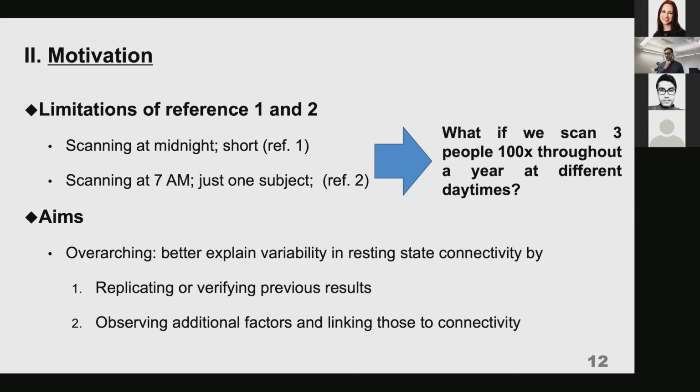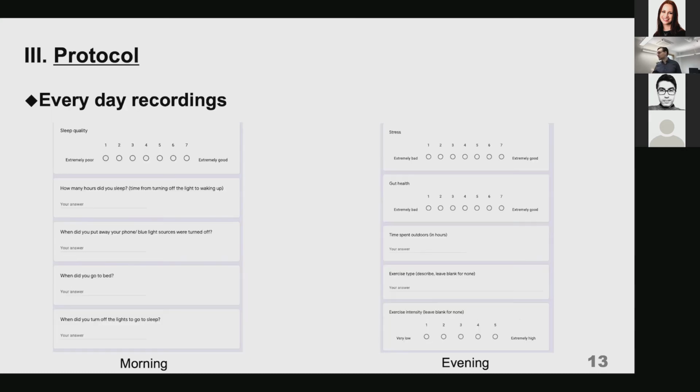We'll record mood, our sleep, exercise, food, medication, alcohol intake, and also caffeine intake, both every day and each time before scanning. And this is more or less what the protocol looks like.